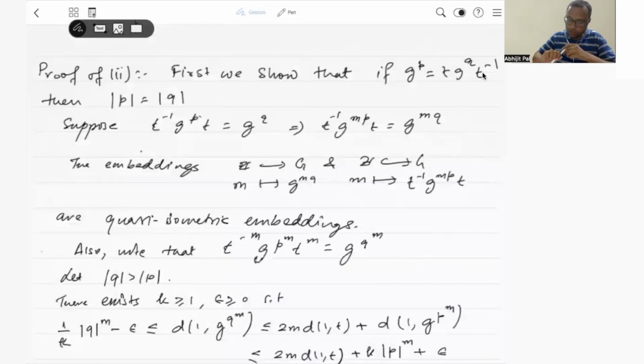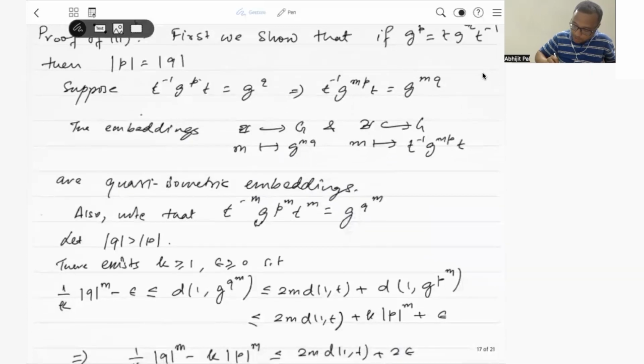Okay, so first we show this. If g to the power p equals the conjugate t g to the power q t inverse, then mod p equals mod q. Suppose t inverse g^p t equals g^q. This will imply that t inverse g^(mp) t equals g^(mq). And just now we proved that these embeddings are quasi-isometric embeddings.